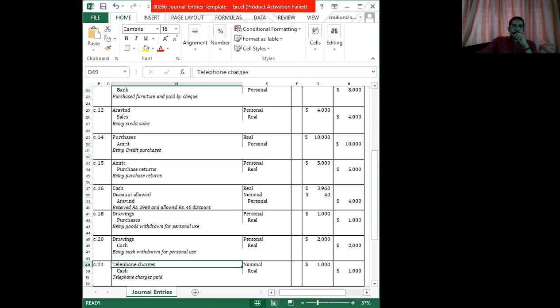Now come to December 24. Paid telephone charge rupees 1,000. So nothing, don't worry. Telephone charges account debtor to cash. Why is telephone charge debited? Because it is a nominal account. It is an expense. So we are debiting telephone charges. And what is going out from our business? Cash, right? Simple transaction. If any expense transaction comes like this, you have to debit the expense and credit cash.